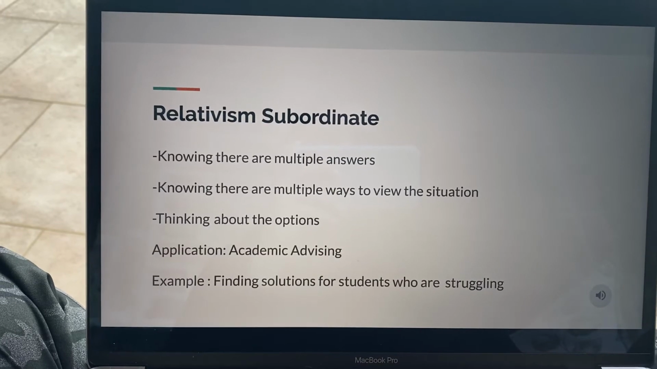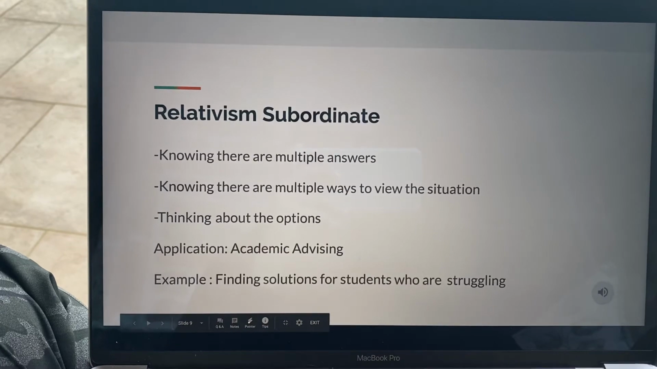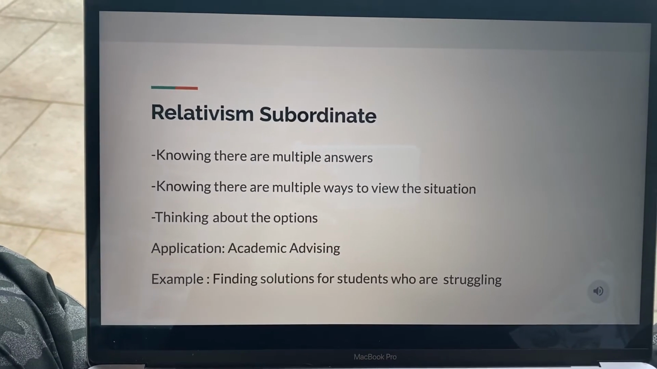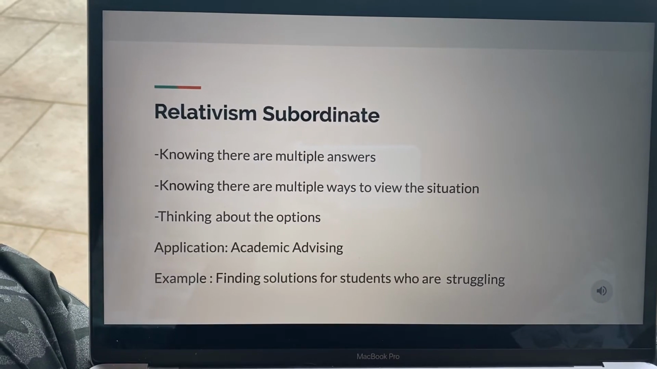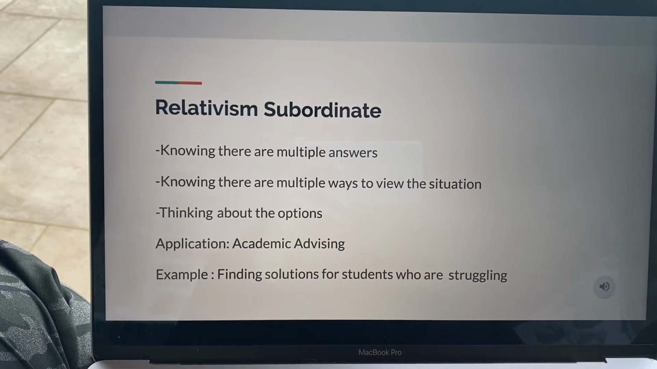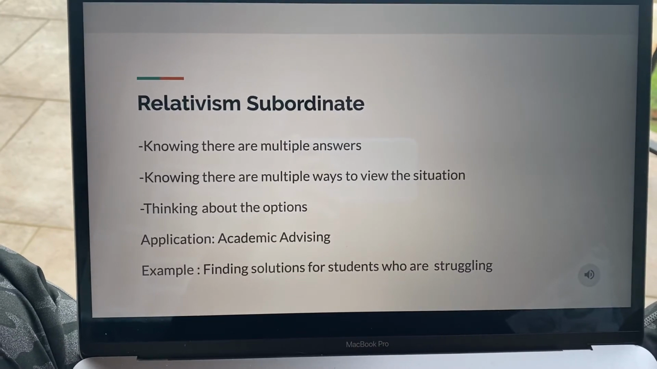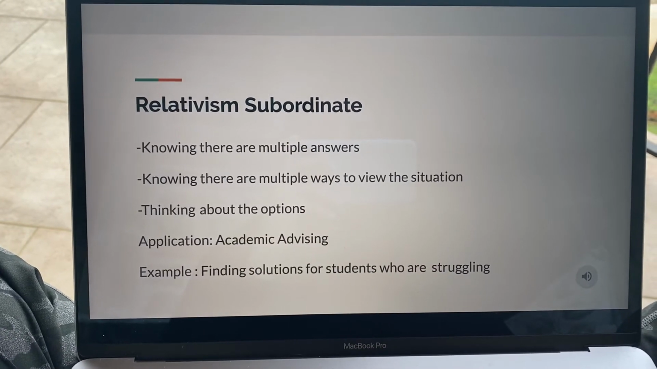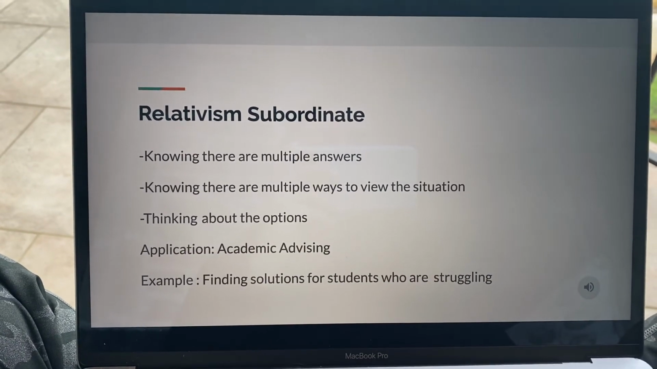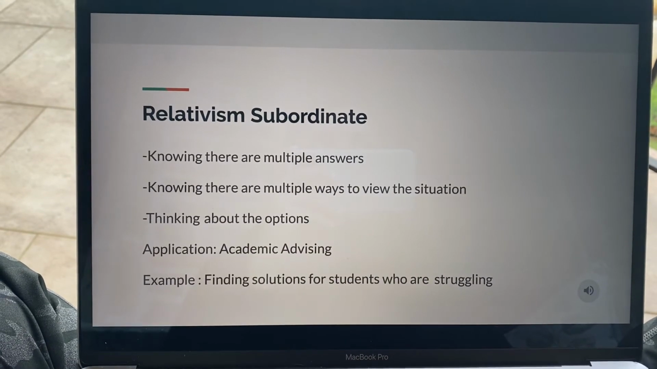I now have relativism subordinate, which is very similar to multiplicity coordinate. It means that you're knowing there are multiple answers, knowing there are multiple ways to view the situation, but you're now putting those options into action. So if we're using the same scenario with academic advising, you would be going over the issues that that student was facing and now letting them receive the options available for them to benefit them in the future and to prevent those problems from happening again.